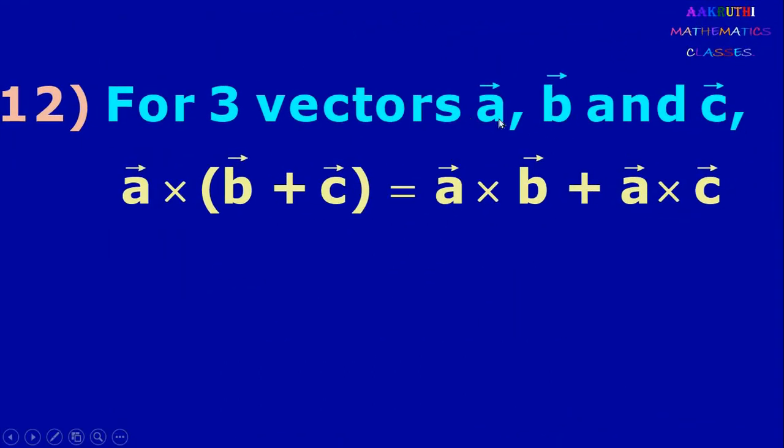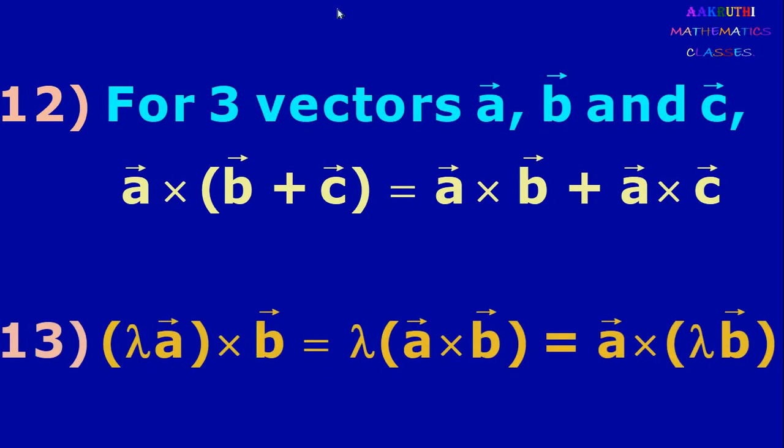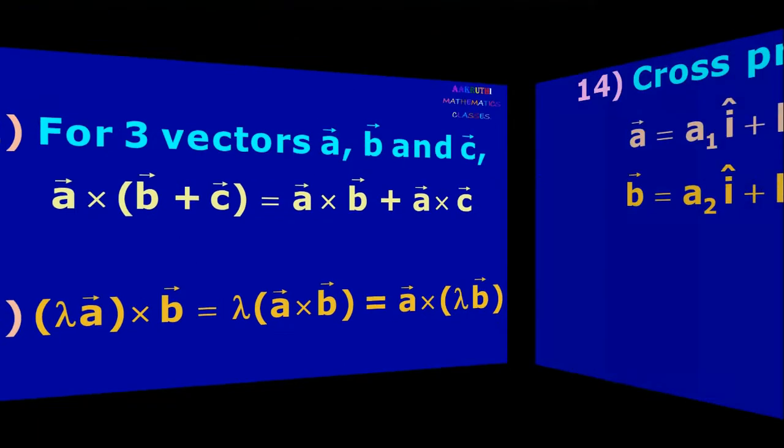For three vectors, A vector, B vector and C vector, A vector cross (B vector plus C vector) can be written as A vector cross B vector plus A vector cross C vector. If lambda is any constant, (lambda A vector) cross B vector is equal to lambda into (A vector cross B vector). That is, we can take lambda outside. Same way, A vector cross (lambda times B vector) can be written as lambda times (A vector cross B vector). Here also we can take lambda outside.